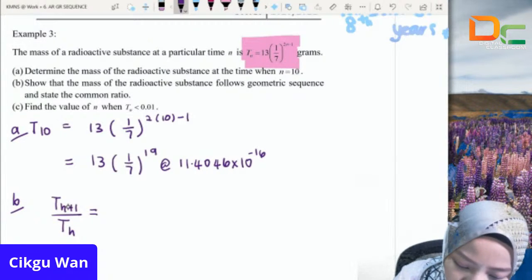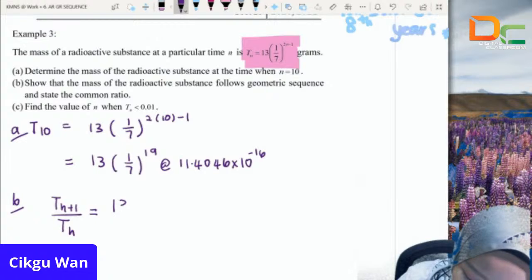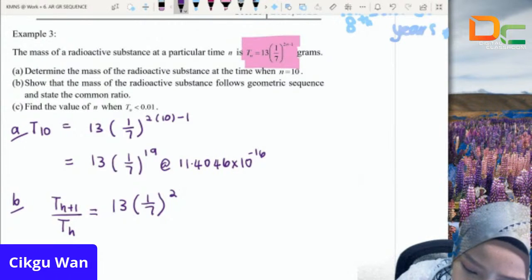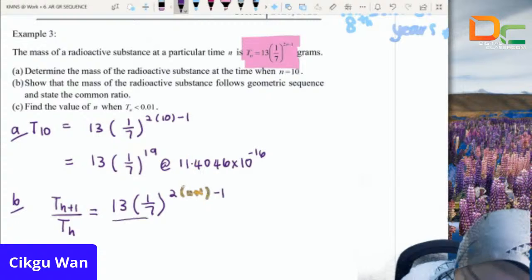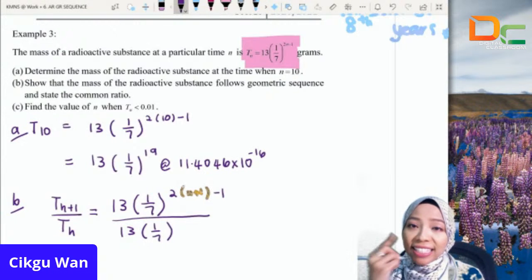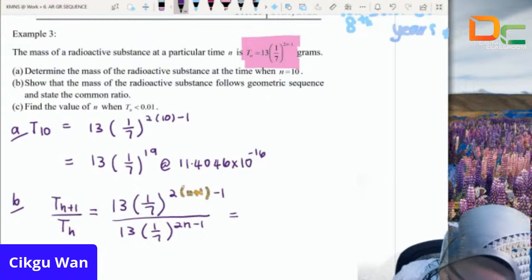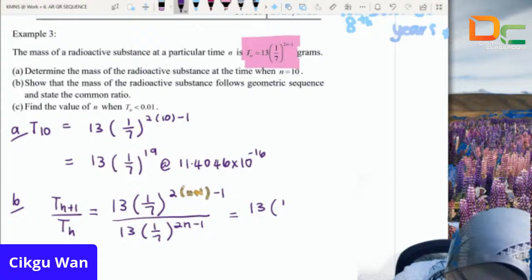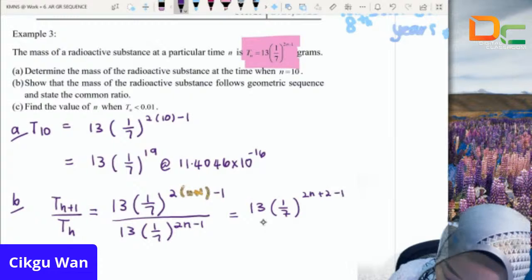If this is n plus 1, kita just masukkan je lah dekat dalam n. So 13, 1 over 7, 2n tadi ni bukan lagi n tetapi n plus 1, minus 1. Boleh semua? Okay, and then over 13, 1 over 7, 2n. Ini n as it is, seperti dalam soalan, 2n minus 1. So how are we going to solve this? Okay, 2n plus 2, 2n plus 2 minus 1 over 13, 1 over 7.